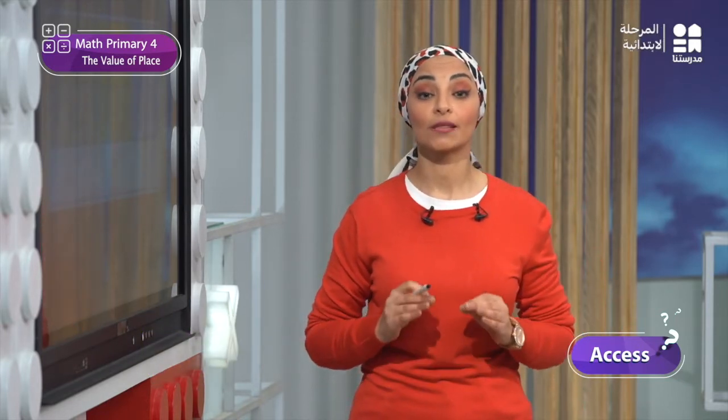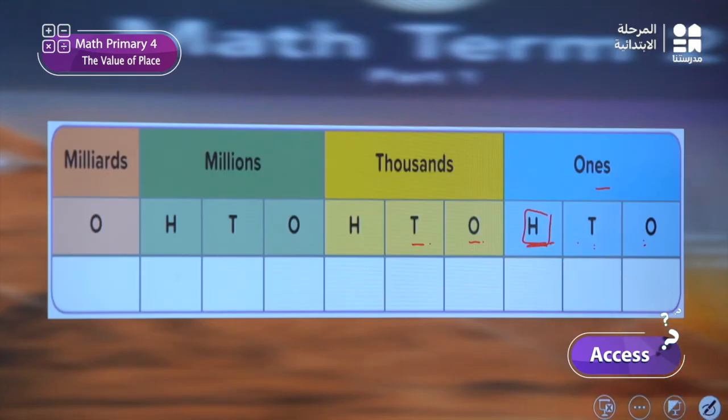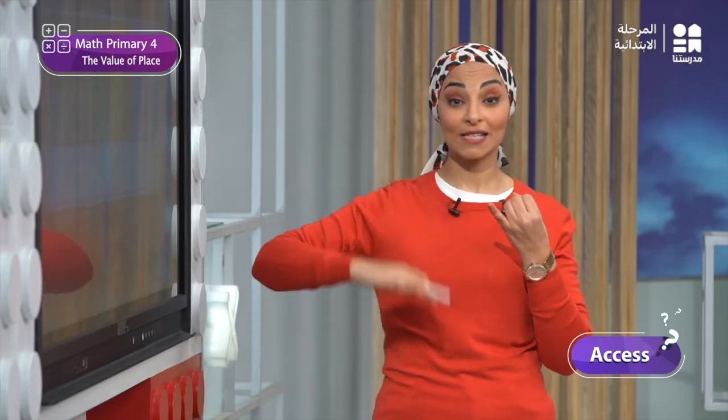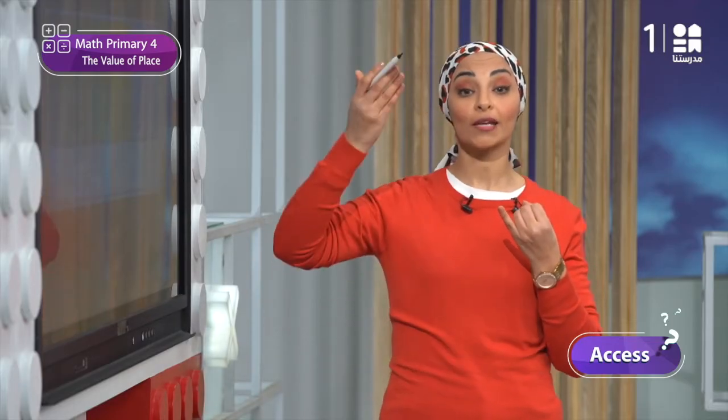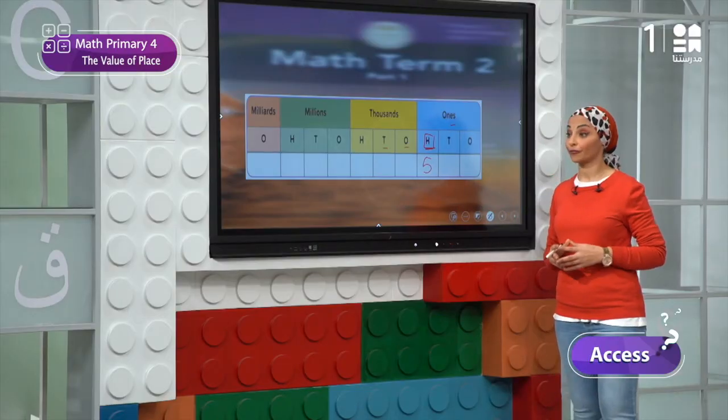So the digit in the 100 place will be what? The 100 place will be 5. Why? Because 5 is a prime number and it is less than 6 and greater than 3. So I will write 5 in the 100 place.